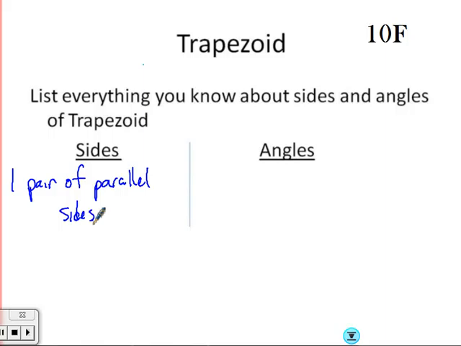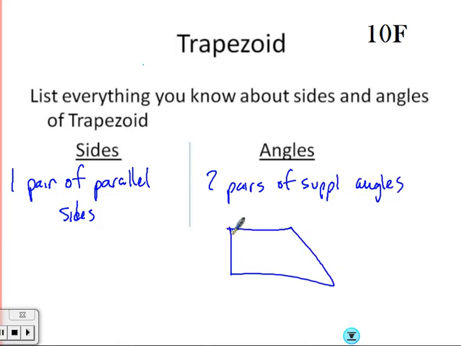Something we know about the angles of a trapezoid, because it has parallel sides, it has two pairs of supplementary angles. So if we were to draw a generic trapezoid, angle 1 and 2 would be supplementary, and so would angle 3 and 4, and that's because of what we know about parallel lines. All right?